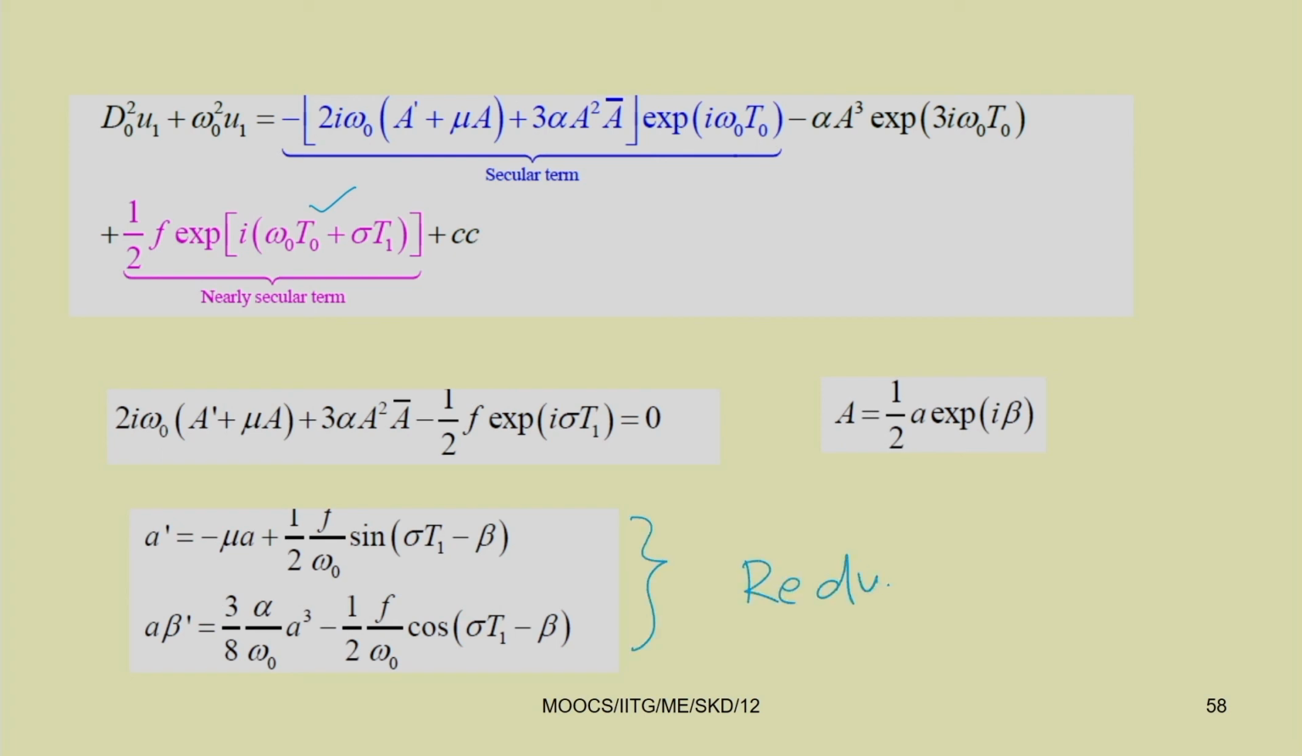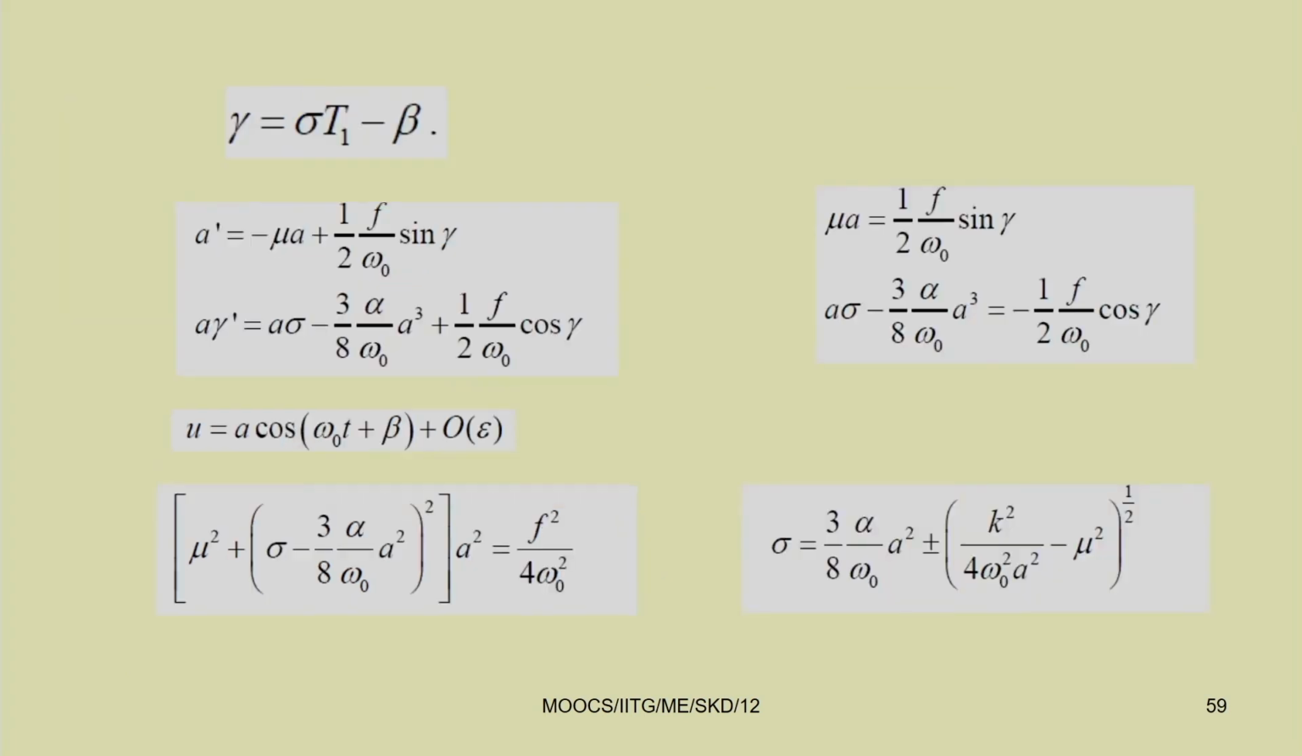In these reduced equations, you can see that the time term explicitly appears on the right hand side, so these are not an autonomous system. To make it autonomous, one can assume sigma T 1 minus beta equal to gamma and then write down the equations in autonomous form. In these equations, you can see there is no time term explicitly appearing on the right hand side, so these are autonomous equations.